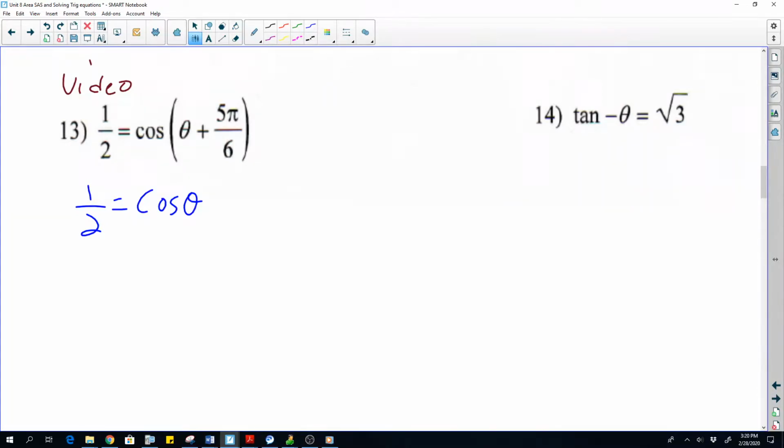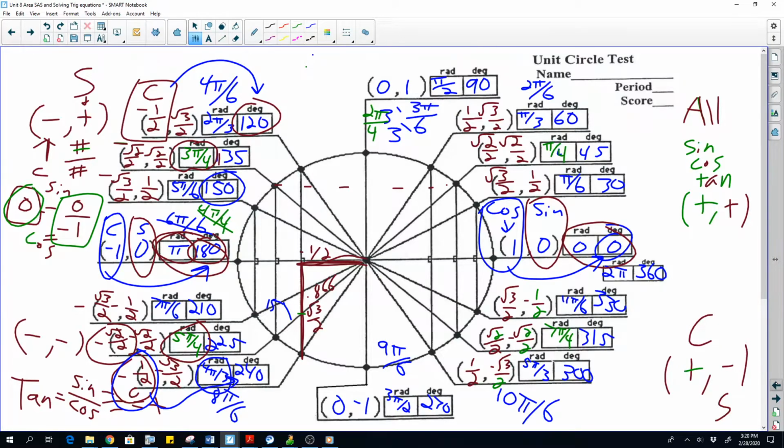So go to your unit circle, and can you spot it with your eye? Can you spot it with your eyeball? Where is cosine equal to a half on the unit circle? I'm testing you. Did you figure it out? Circle it. Good. So we're looking for the cosine position. So here's the cosine position equal to a half.